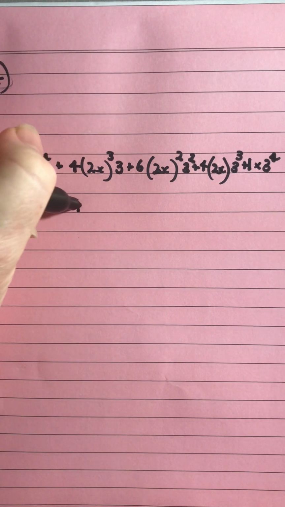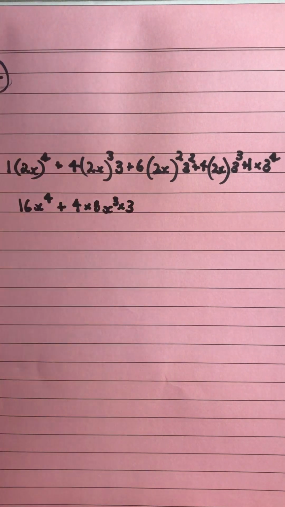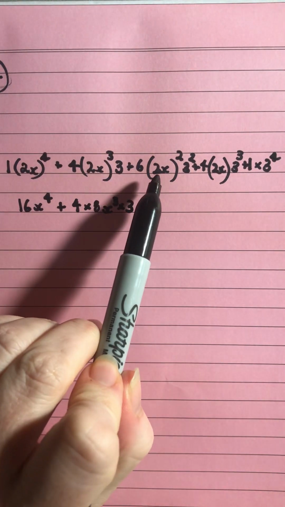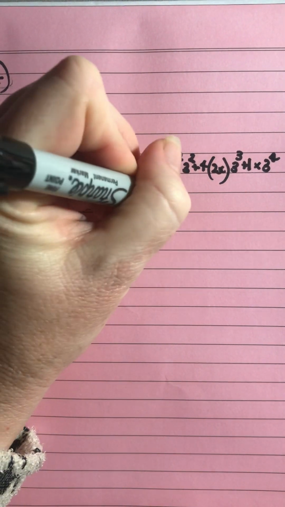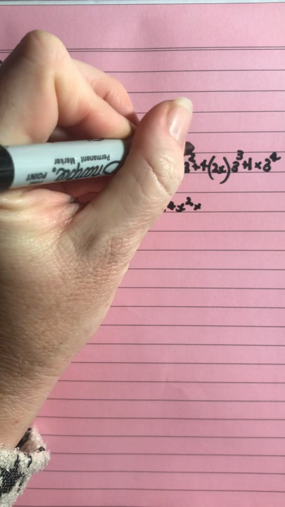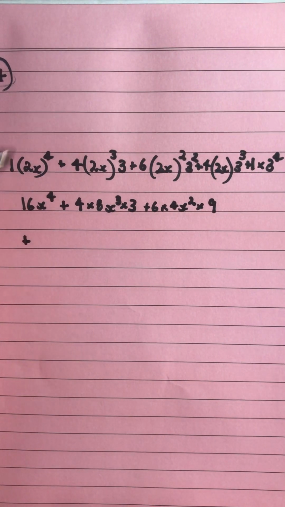When we've got our 2 to the power of 3, that's going to be 8. So we've got the 4 times the 8 x to the power of 3 times 3, so I'll come back after and simplify that. Here we've got 2 squared, so that's going to be 4, so I've got 6 times 4x squared times, and we've got a 3 squared there, so that's 9. I'm going to come down to the next line just so I can fit it all in.